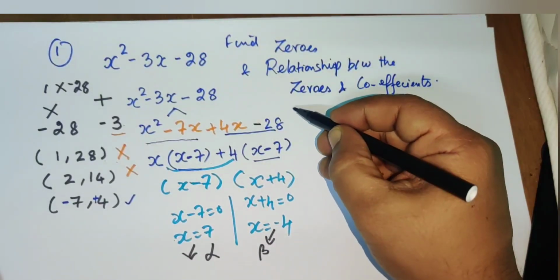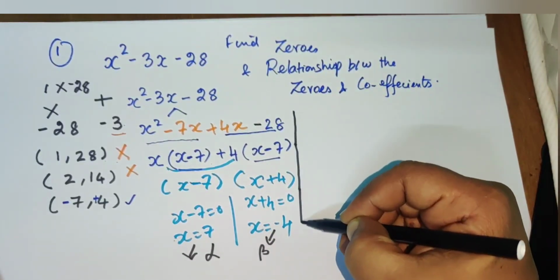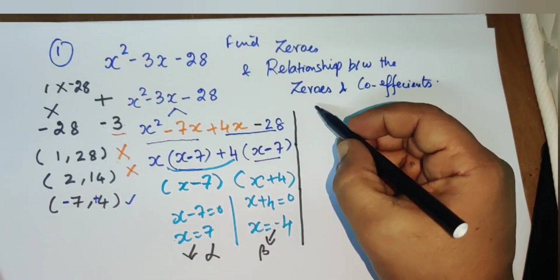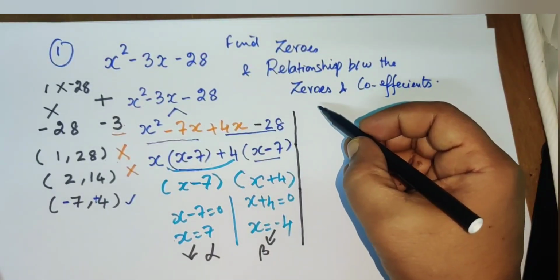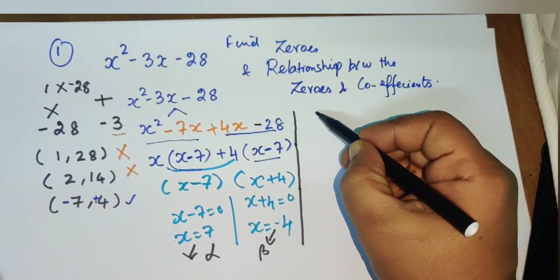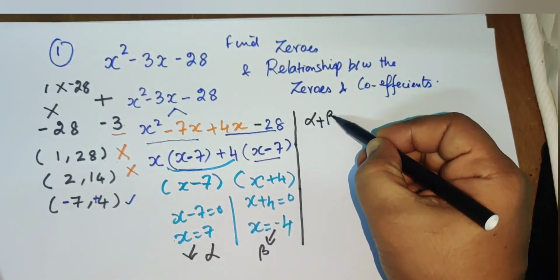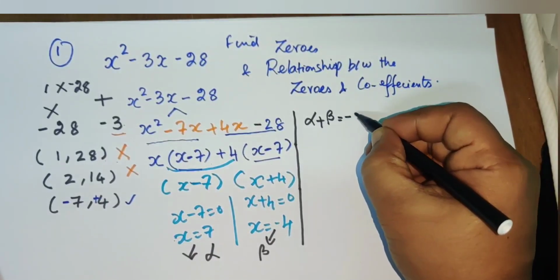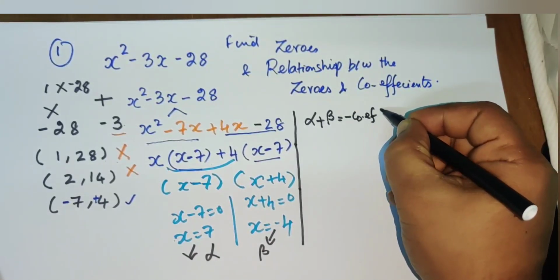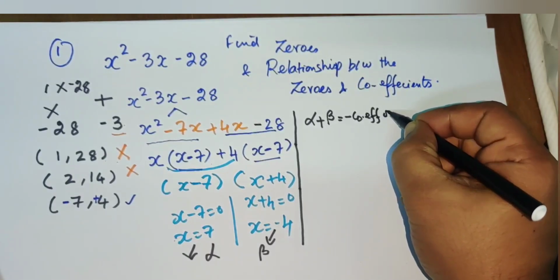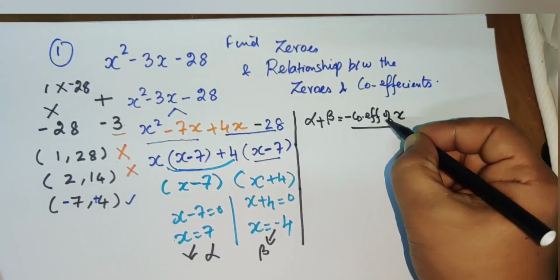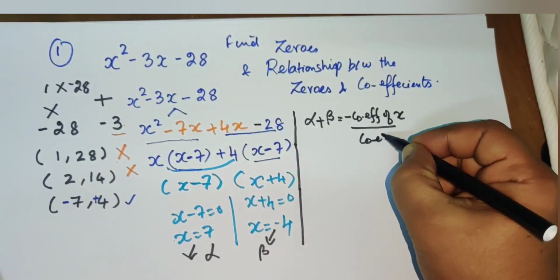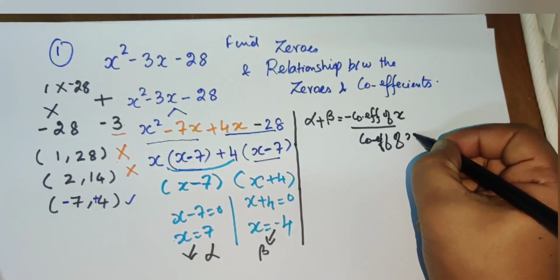As we know, just before we have derived a result which is the relationship between the zeros and the coefficients, that is alpha plus beta, which is nothing but minus coefficient of x divided by coefficient of x square, right?